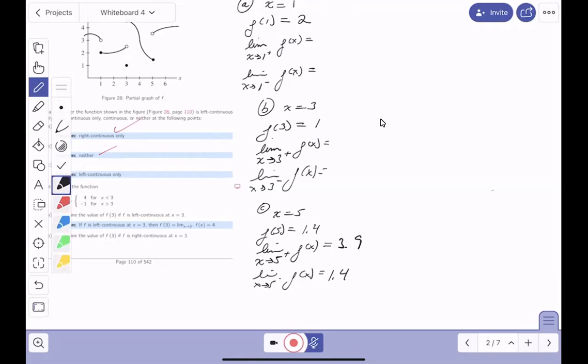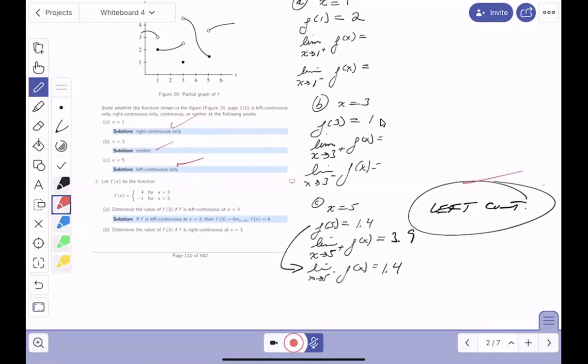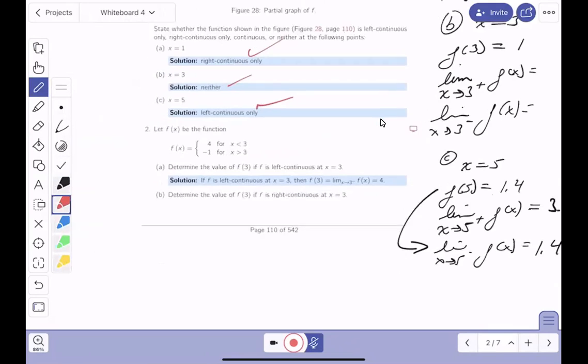What do I know about it? Well, these things are matching up, so it's left continuous. Again, I want to get my little pen out, see how we did, and we got it. All right, let's do number 2 now.